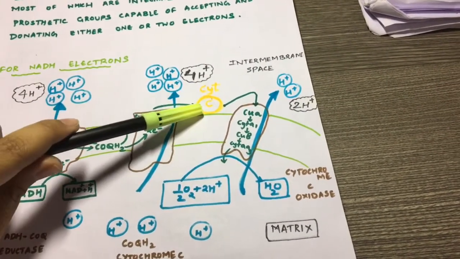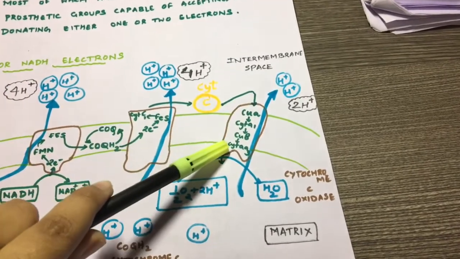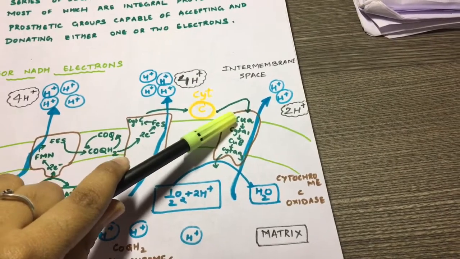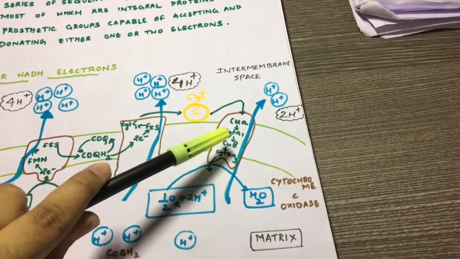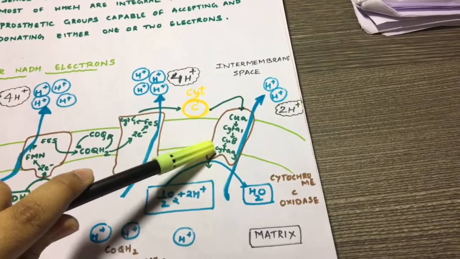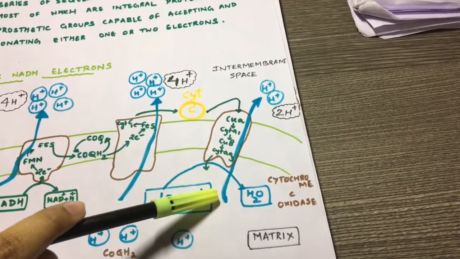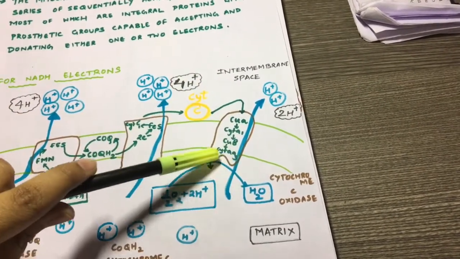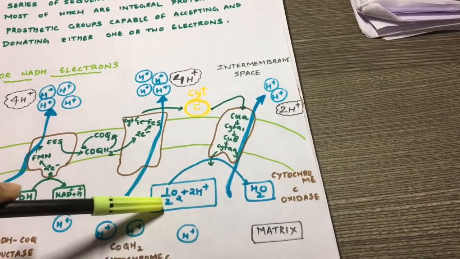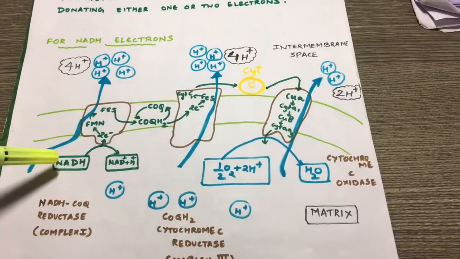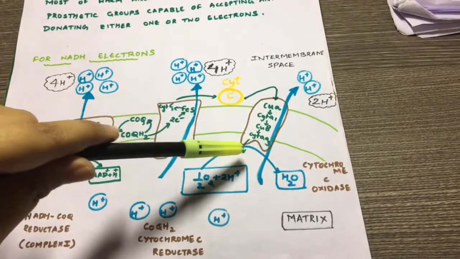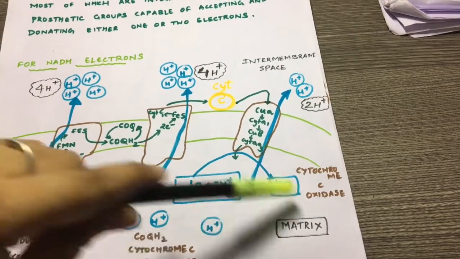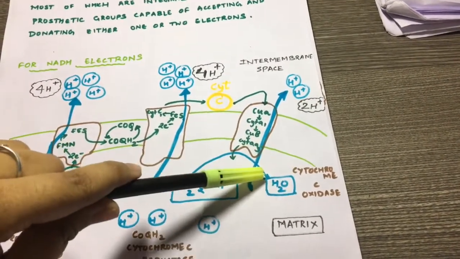Then further, when the electrons are transferred onto the fourth complex, called cytochrome C oxidase, they will be accepted by the copper, and there will be cytochrome A, copper B to cytochrome AA3. While transferring, there will again be a pumping of 2 protons from the matrix to the intermembrane space, and the final electron acceptor will be oxygen. All the electrons from the reoxidation of NADH will be accepted by the oxygen, and this oxygen will combine with the H plus ions present in the matrix to give one molecule of H2O.